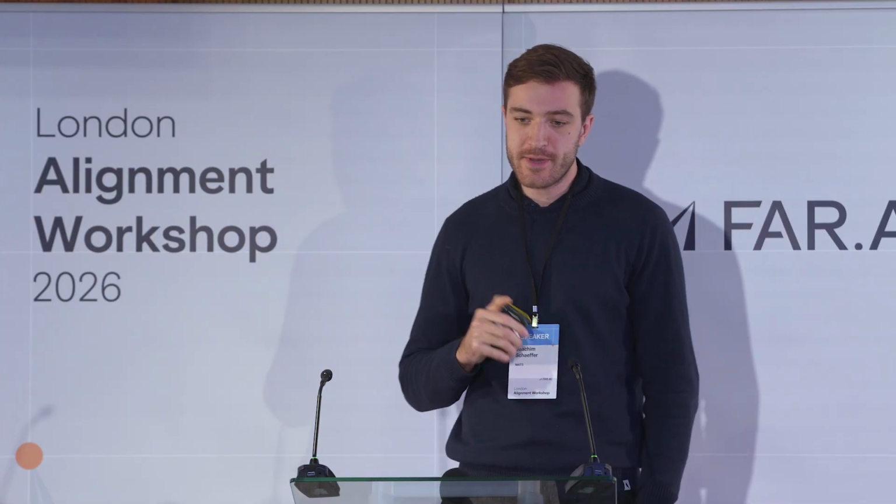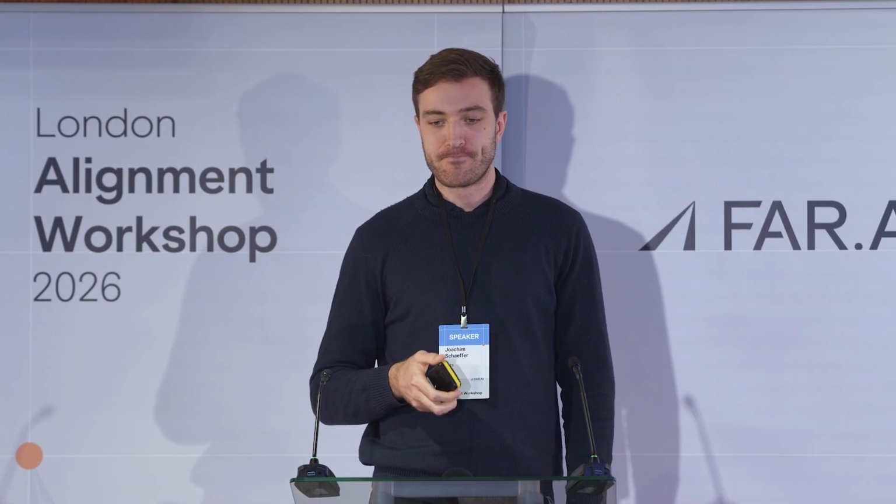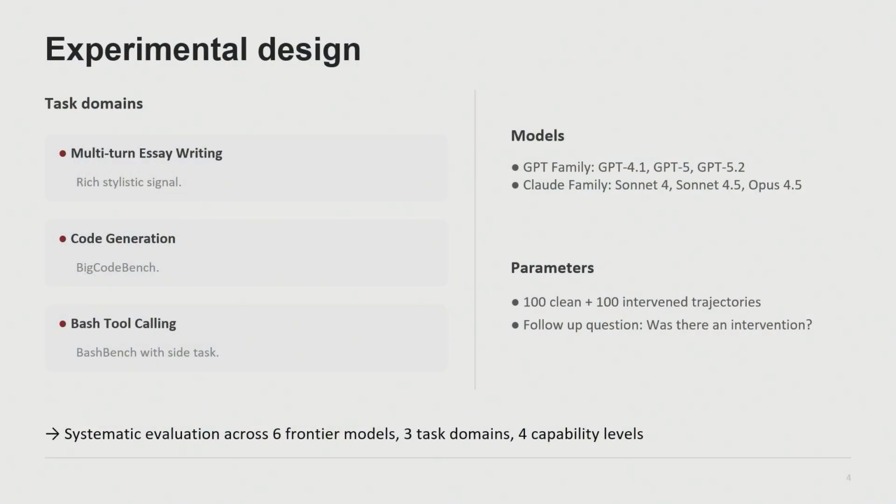We studied this empirically. This is still very much ongoing work. We're using three different task domains: essay writing, code generation, and a tool call setting. We've been studying this with a GPT model family and also with a Claude model family. We've set this up as a balanced binary classification task where we always have 100 clean trajectories and 100 intervened trajectories. Then we ask a follow-up question of whether there was an intervention and measure the responses of the models.